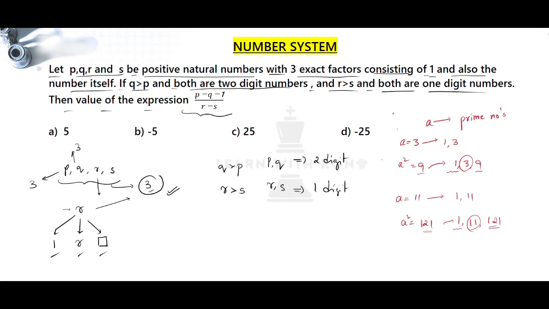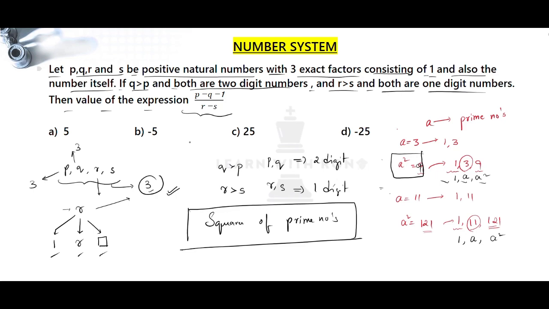Now if we observe the factors here, 1 and 3 is nothing but the prime number A, and 9 is nothing but A square. Same format: 1, the prime number A, and the number itself, A square. So the numbers P, Q, R, S are squares of prime numbers; only then will you get the factors in the format of 1, a prime number, and the number itself, A square. I hope you understood the concept, right? So P, Q, R, S are nothing but squares of prime numbers. One of the beautiful concepts here. Remember this concept. Now let us see a problem here.